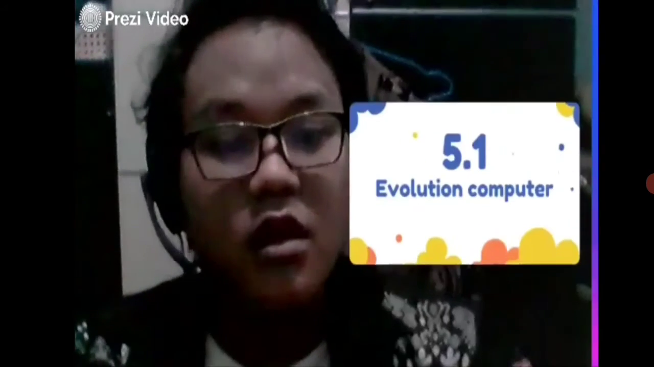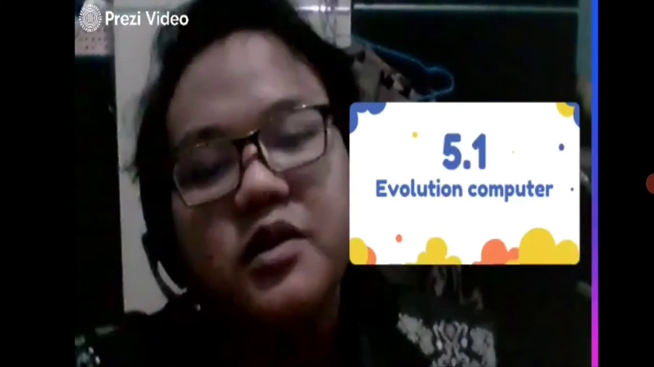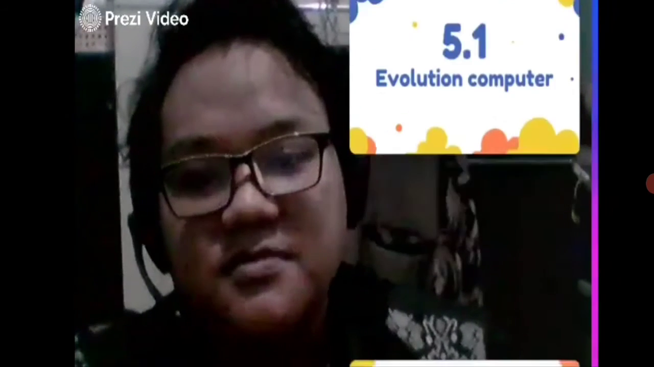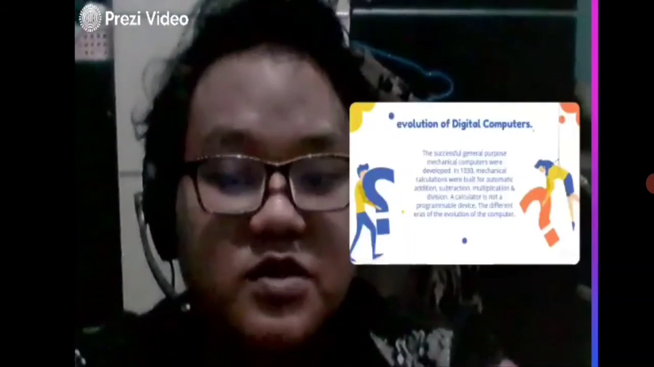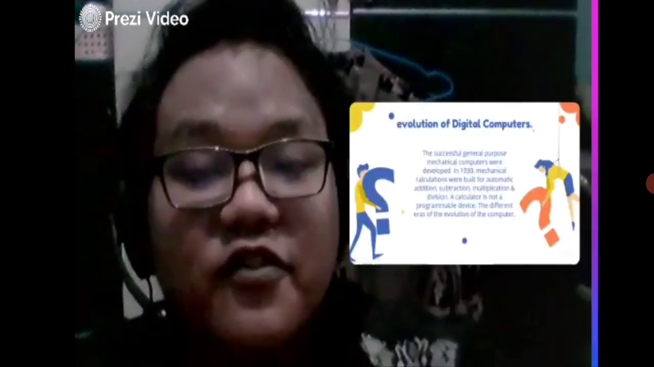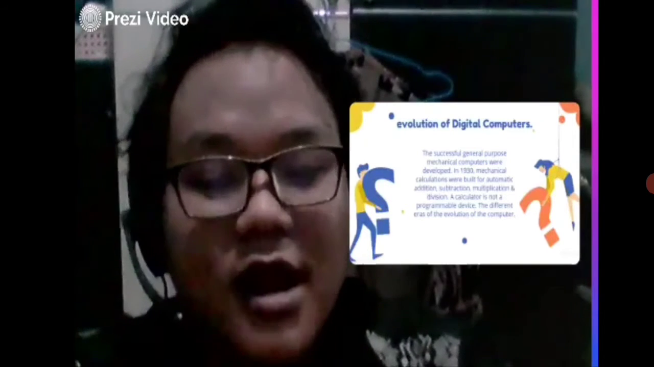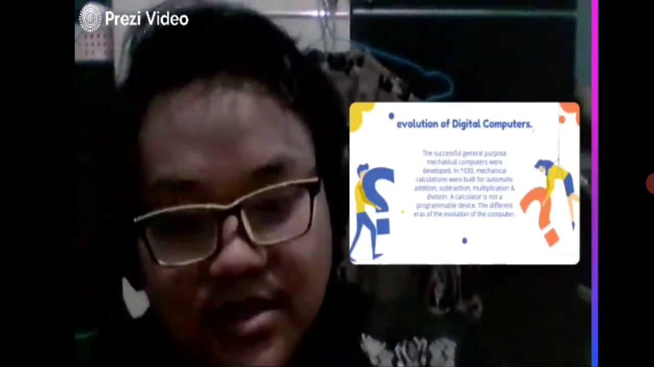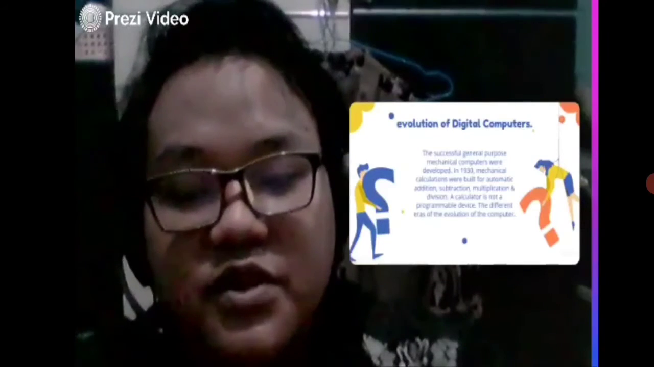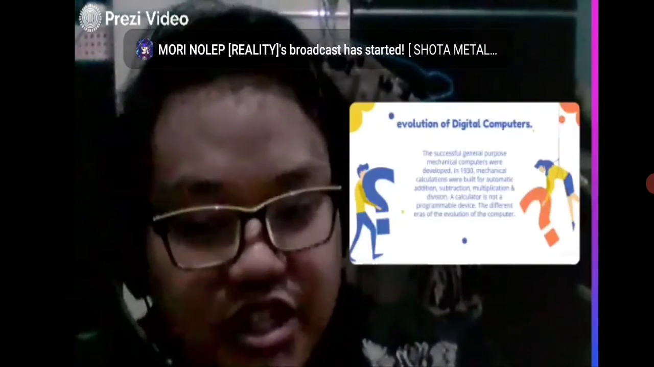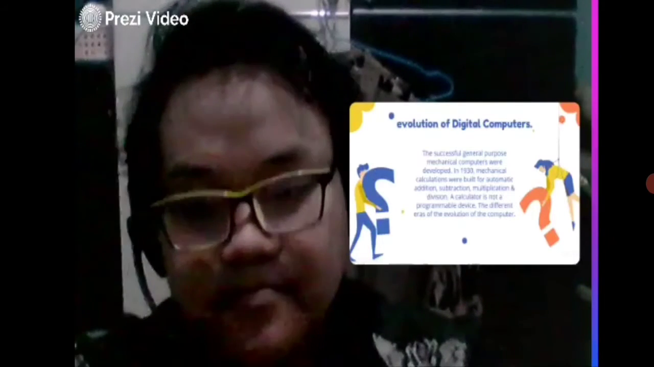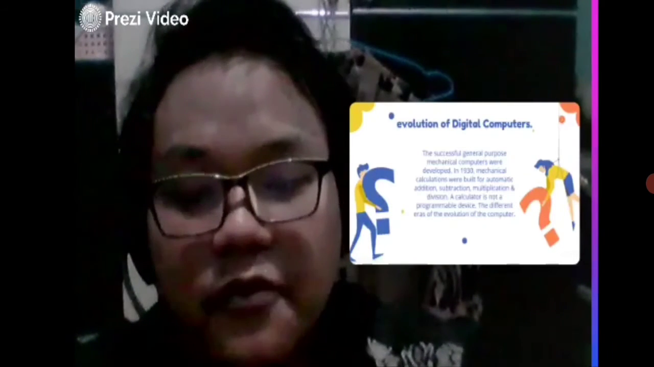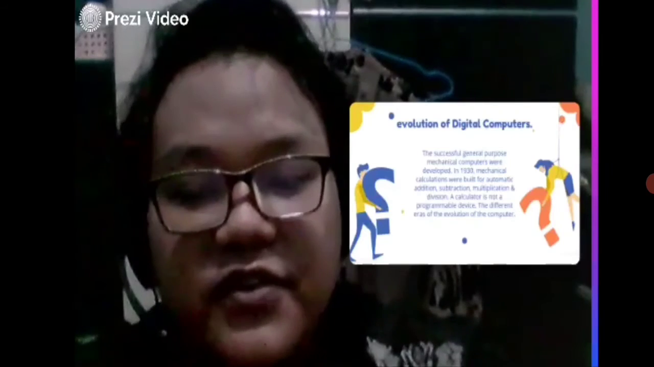In point 1, we want to talk about the evolution of computer. Evolution of digital computer. The first successful general purpose mechanical computers were developed in the 1930s. Mechanical calculators were built for automatic addition, subtraction, multiplication, and division. A calculator is not a programmable device. The different eras of the computer.